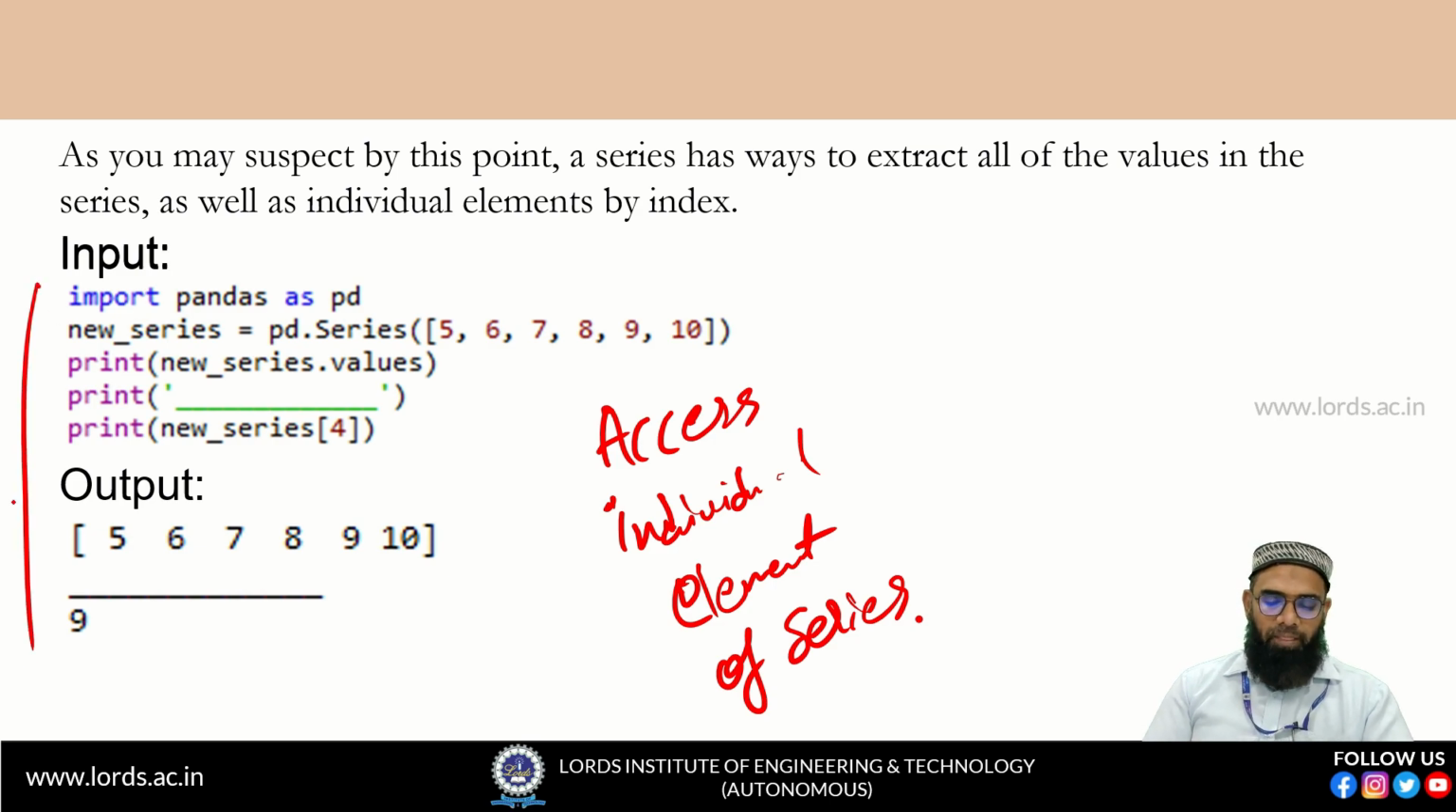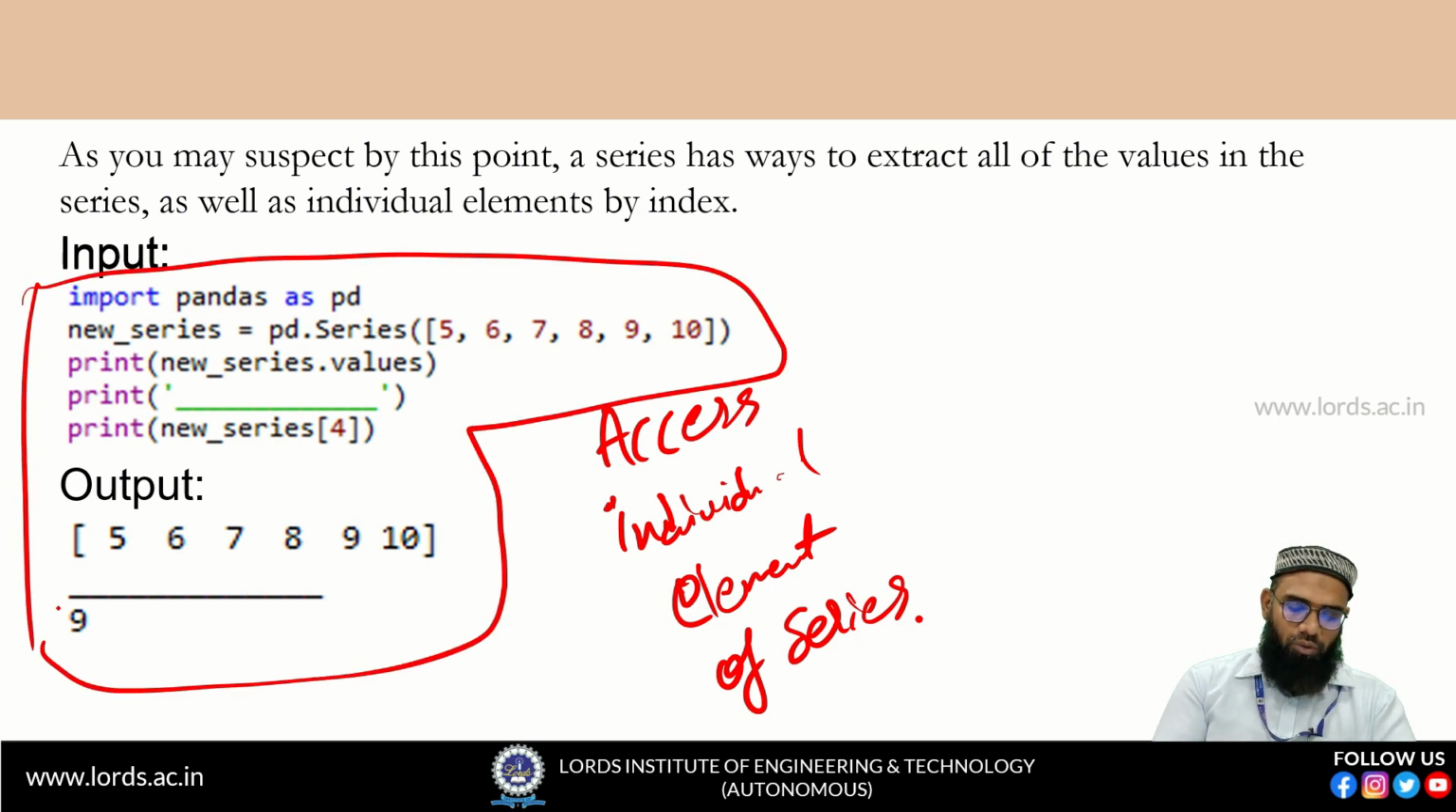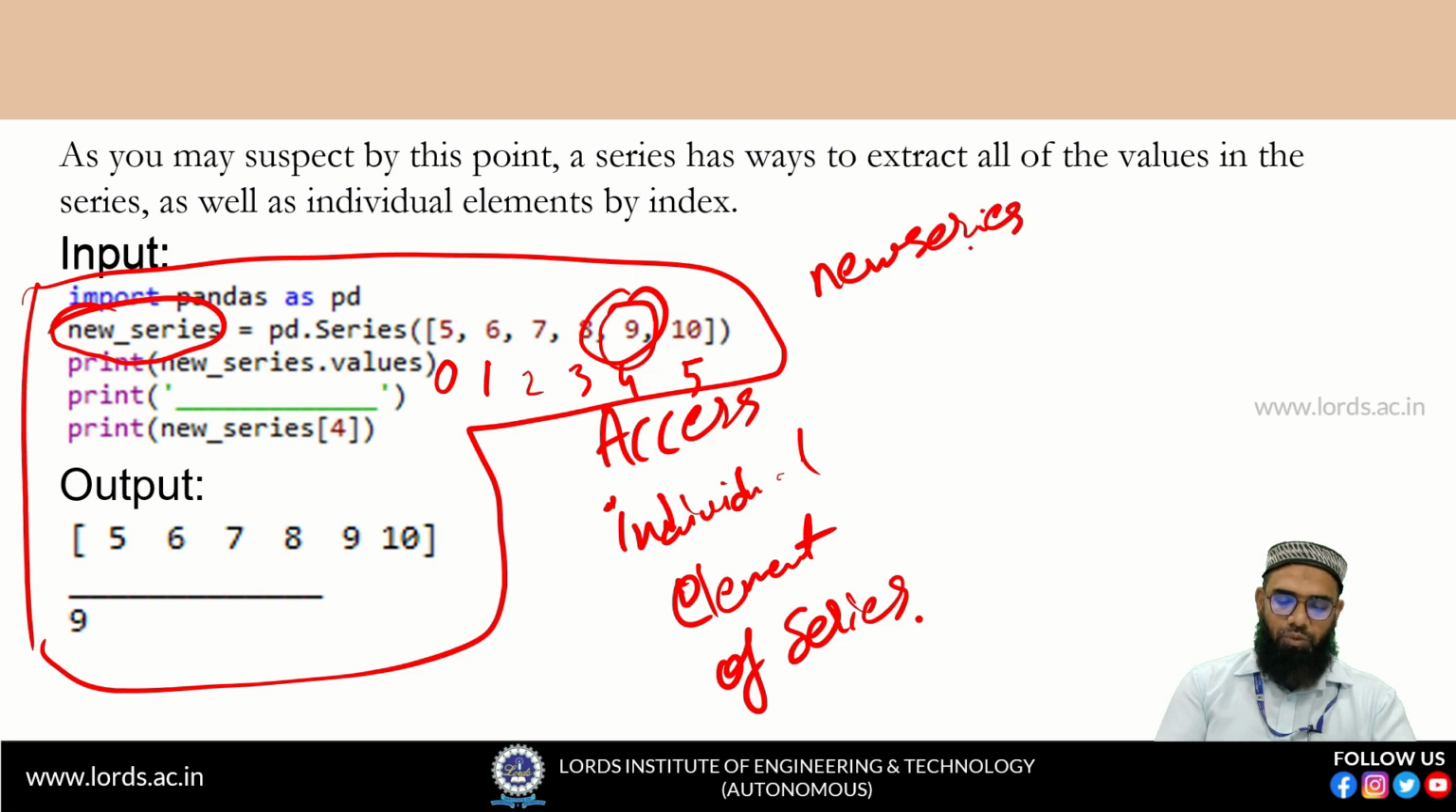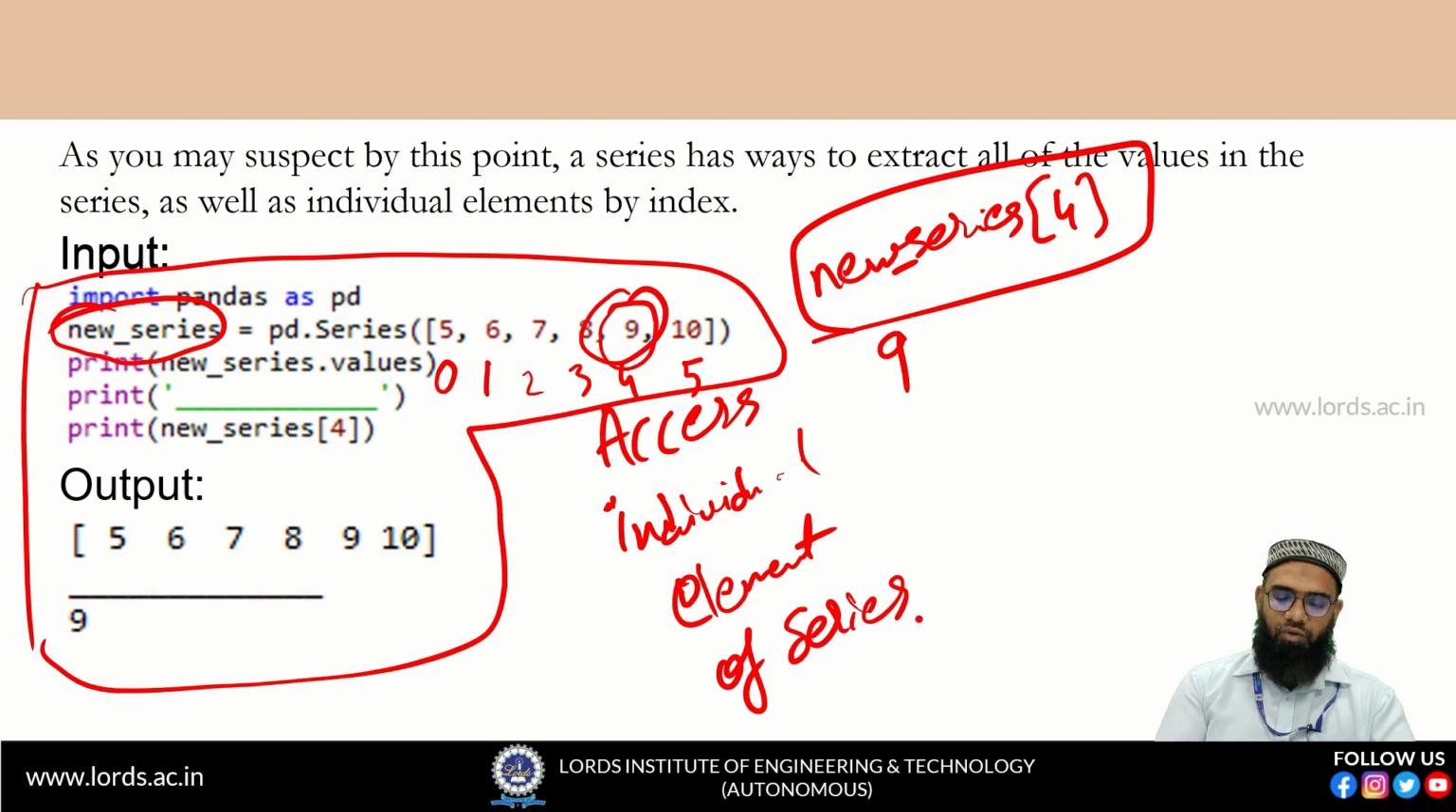So in this particular source code I want to show you how we are going to print a particular value. Here I want to print the value 9 by using array index. So let's see, 0 is the first index, then 1, 2, 3, 4, 5. So I have to give new series of 4 so that we can access it. This will give you the value of 9. So here is the result.